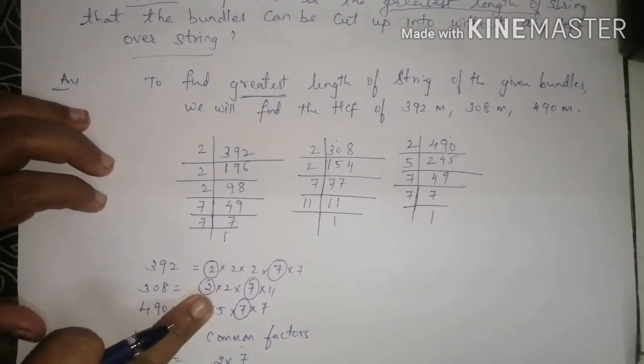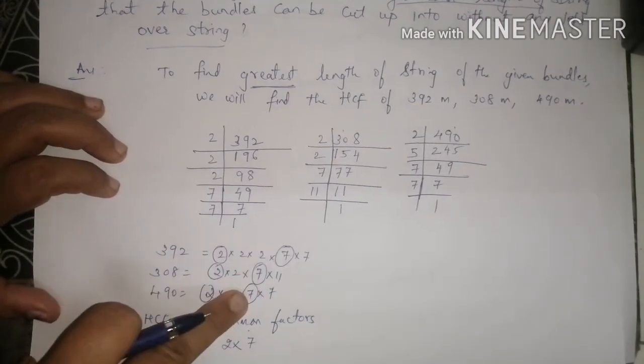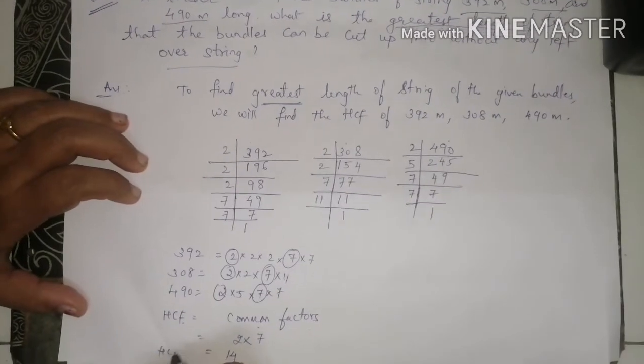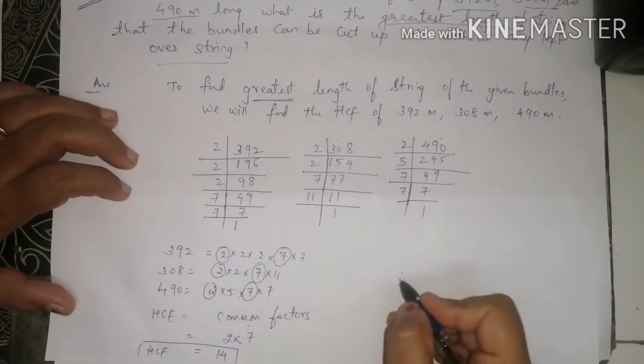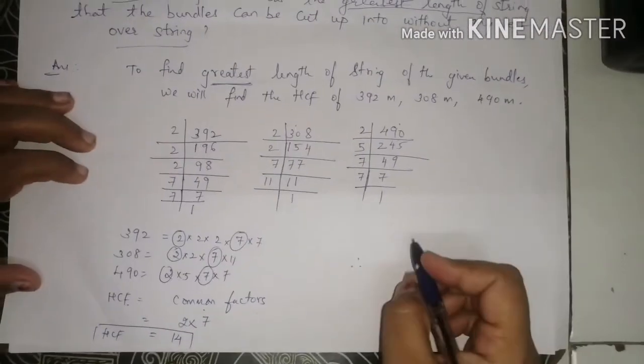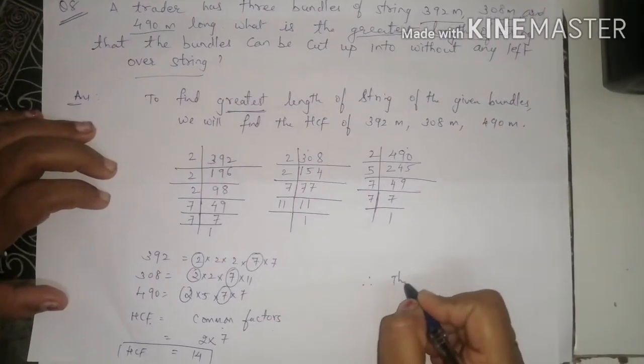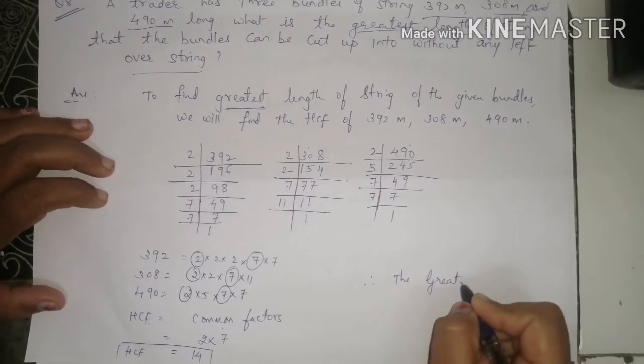From these 3 2s we are taking only one common. From these 3 7s we are taking one 7 common. So 2 7s is 14. So HCF we got is 14. Therefore the greatest length of each string is how much? 14 meter.